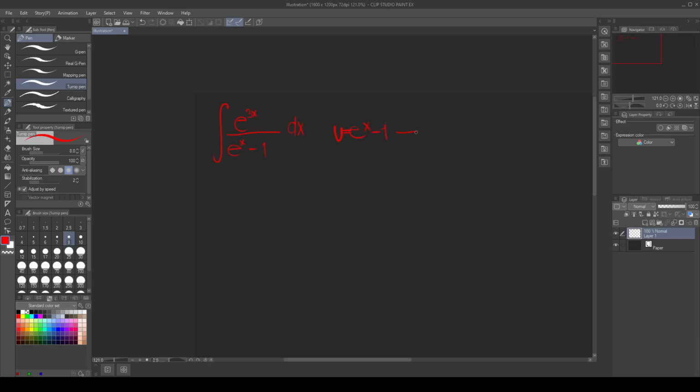If that's true, then du should be e to the x dx. However, we can see that this is not the same as e to the 3x multiplied by dx, because the powers aren't the same. So you can't use u substitution right out of the bat. What we can do, however, is long division.